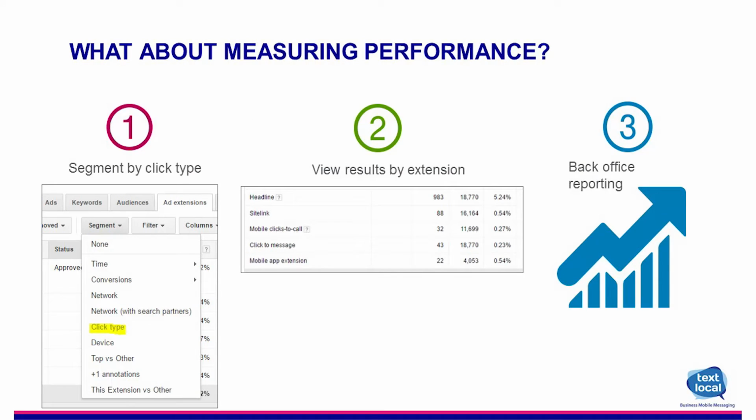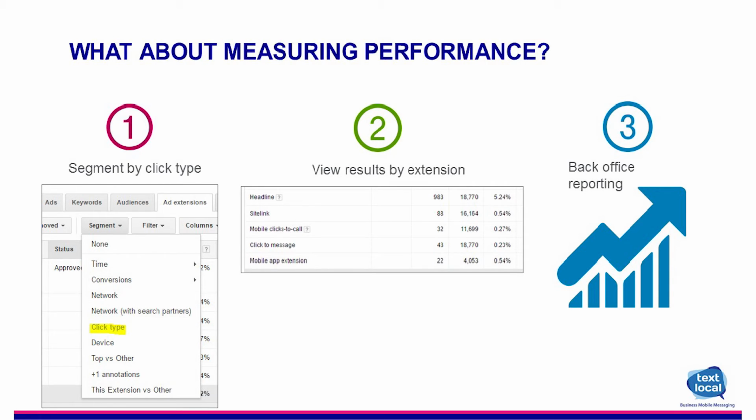Cool, and just about measuring performance. What you can see here is that within the same ad extensions tab that I showed earlier, within message extensions, this is where you can segment out the data and see metrics split by other extensions on this one specifically. So you would want to go to the message extension top level view, into the segment area, and then segment by click type.